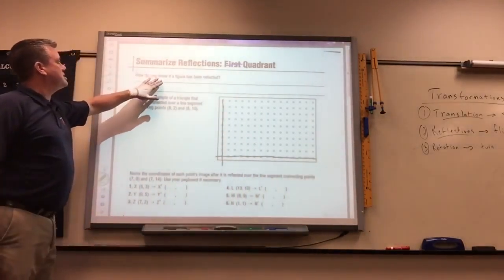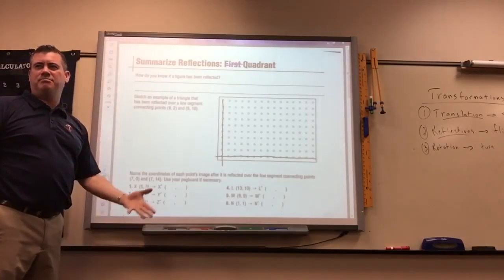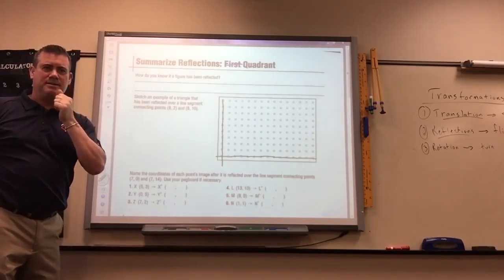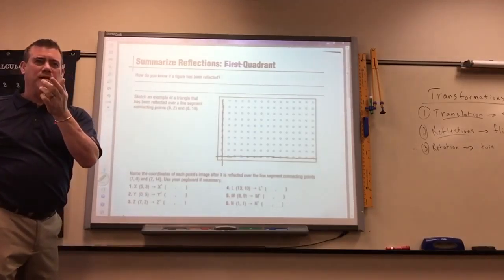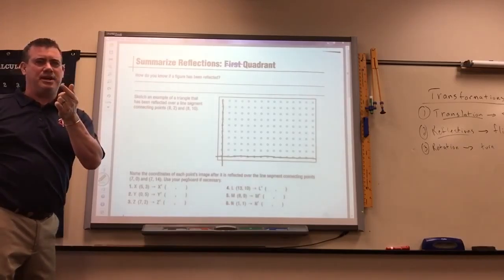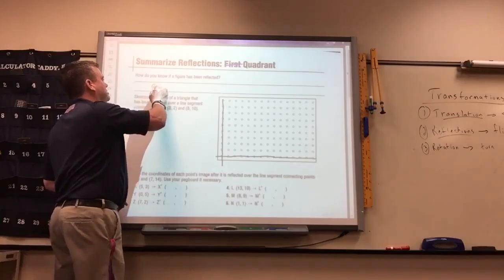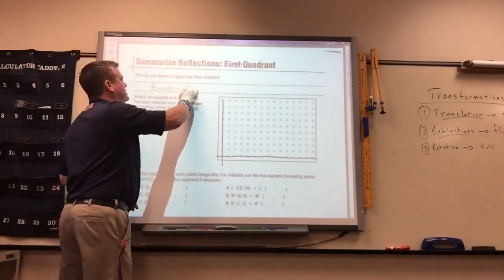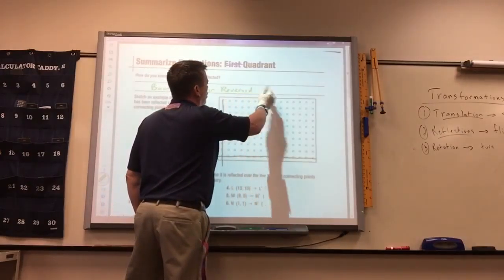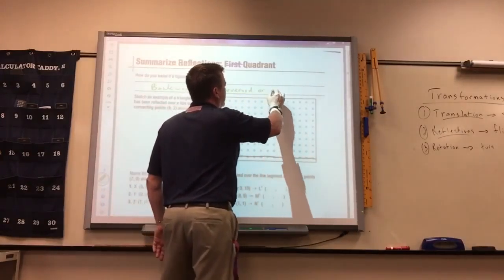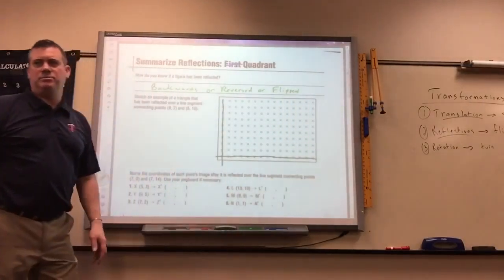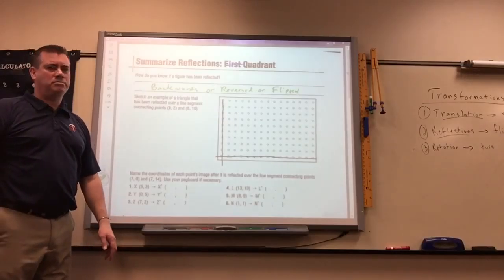Now the first question says, how do you know if a figure's been reflected? There's different things you could say. It looks exactly the opposite, but it's the same shape. Instead of opposite, you should say backwards. Or you could have said it's reversed. Or you could have used the elementary word and said flipped. Any one of those would be okay. You don't have to put all of them. You can just put one of them.